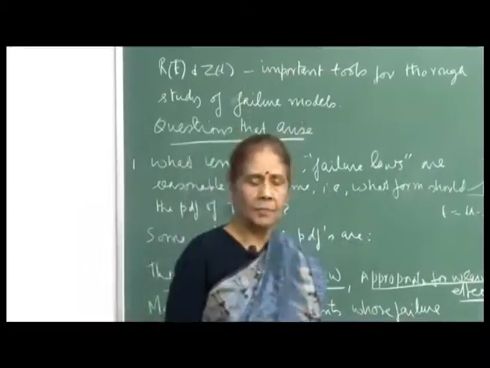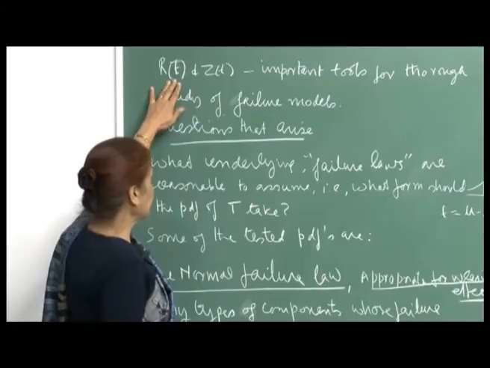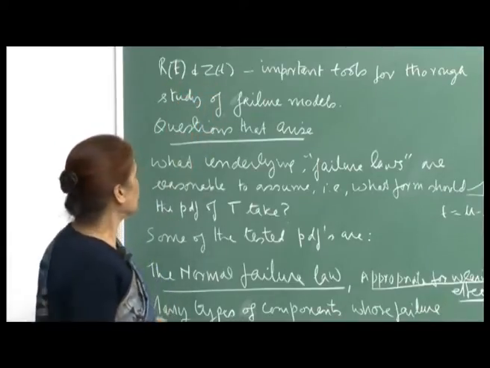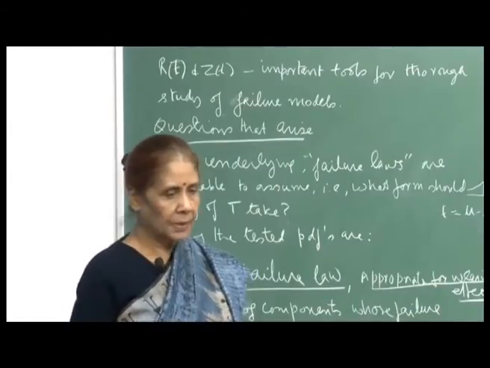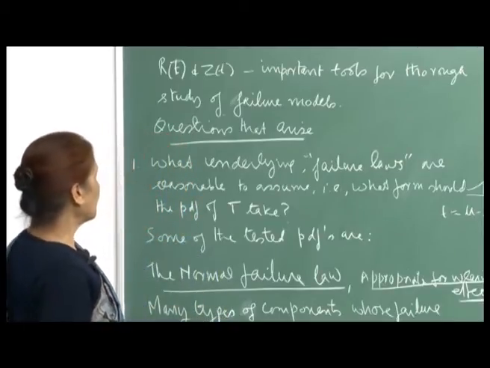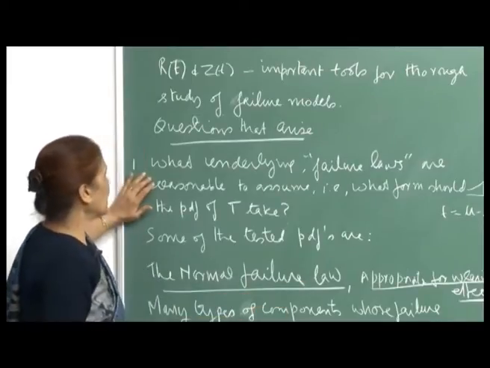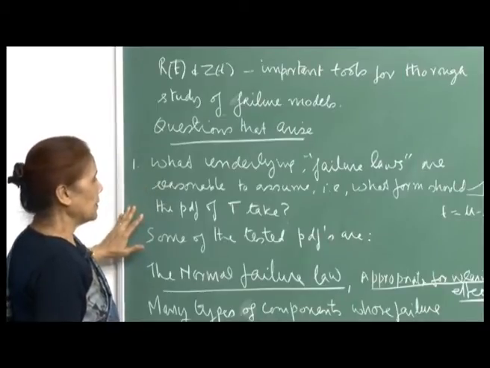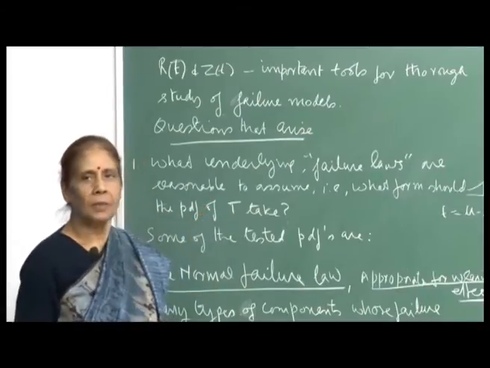Okay. So, after defining your reliability function and your failure rate, we are going to show how important tools they are to study these failure models that we will be discussing. So, these are the two basic tools that we need, and continuously we will be making use of them. Now, the first question that arises is what underlying failure laws are reasonable to assume. That is, what should be the appropriate form of the PDF of t?